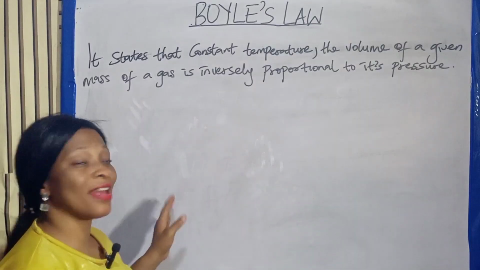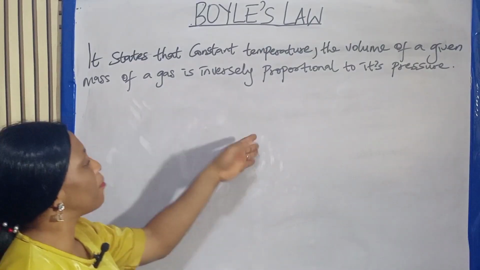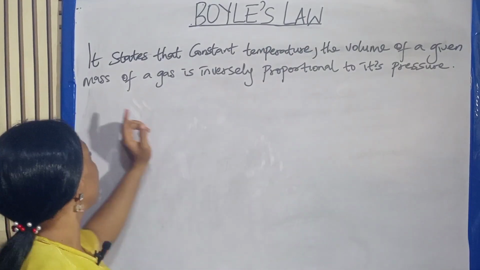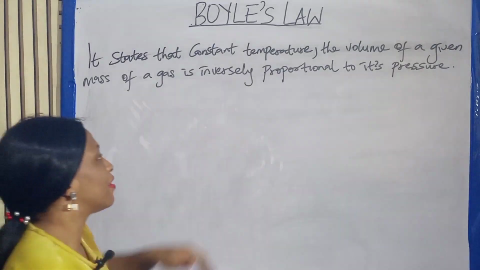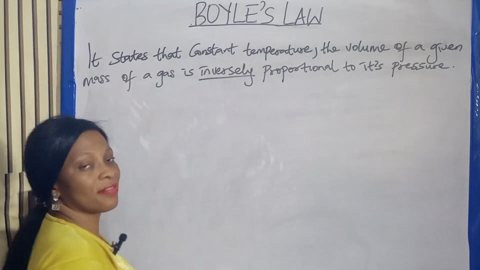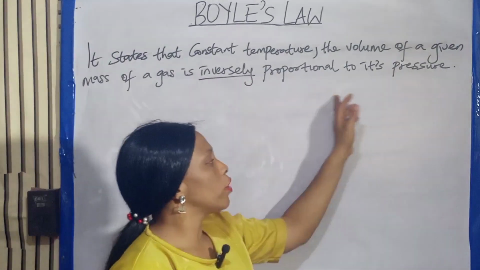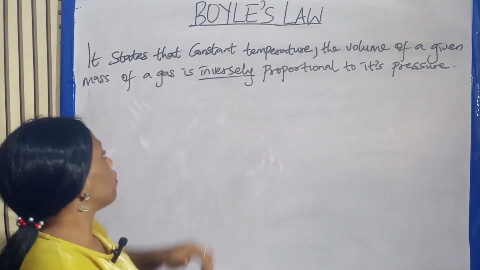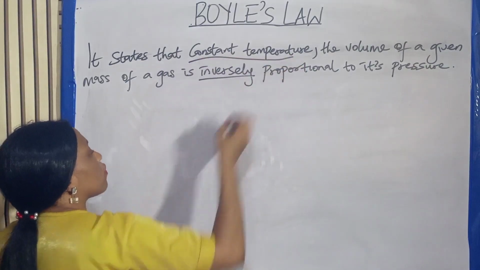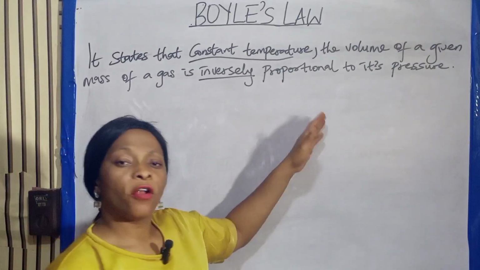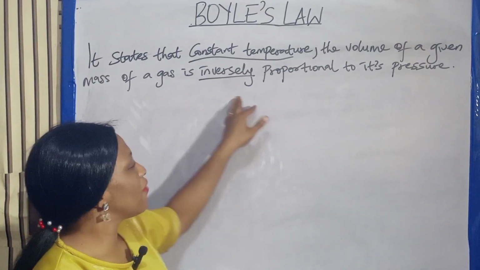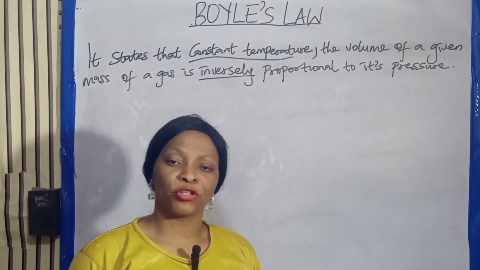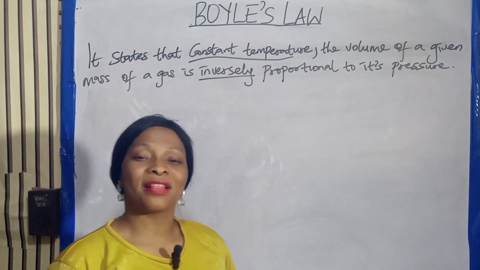So, Boyle's law states that at constant temperature, the volume of a given mass of a gas is inversely, take note, inversely proportional to its pressure. The temperature is constant. Once the temperature is constant, the volume of a given mass of a gas is inversely proportional to its pressure. Now let's express it mathematically.